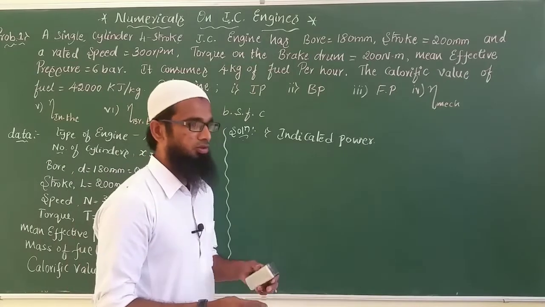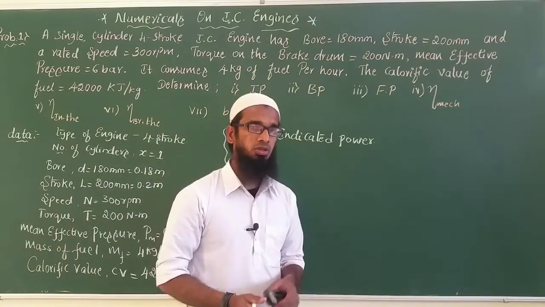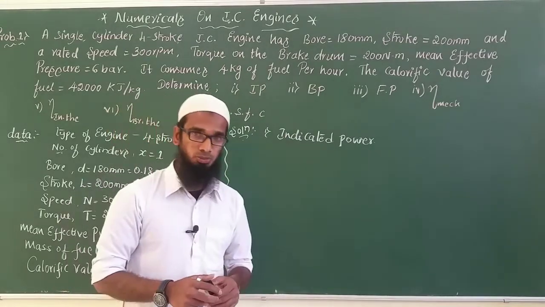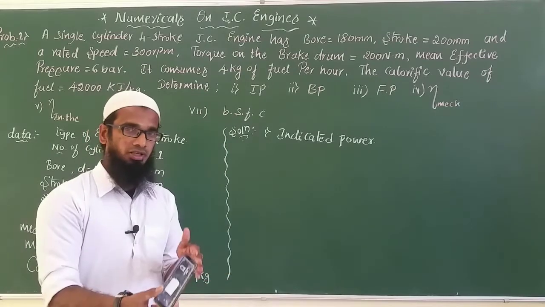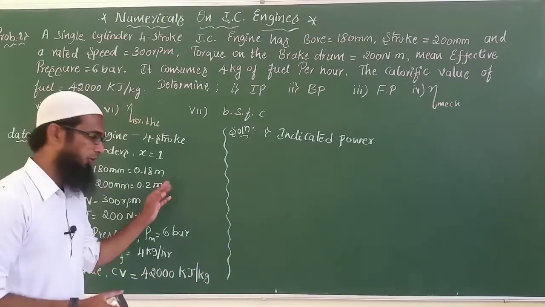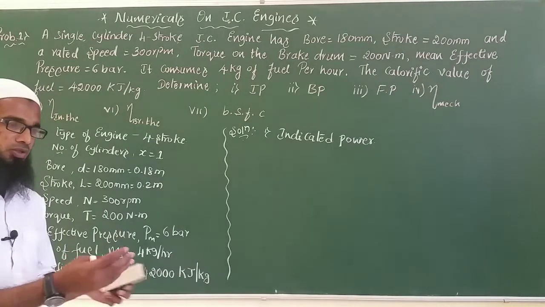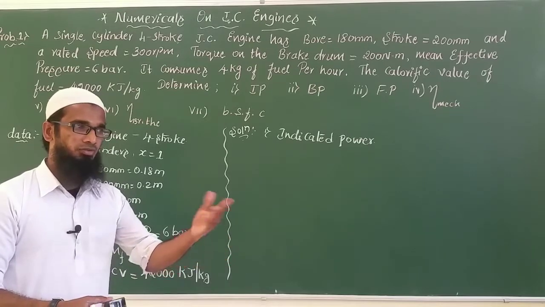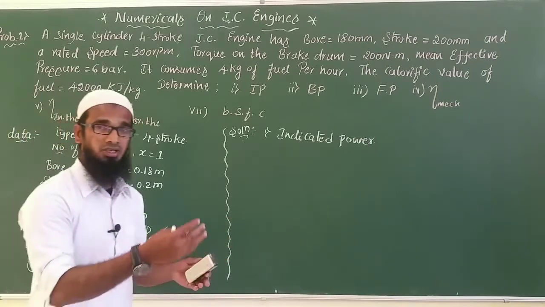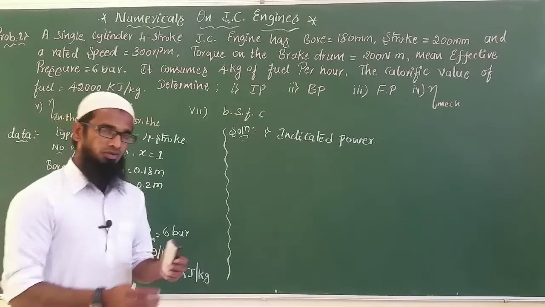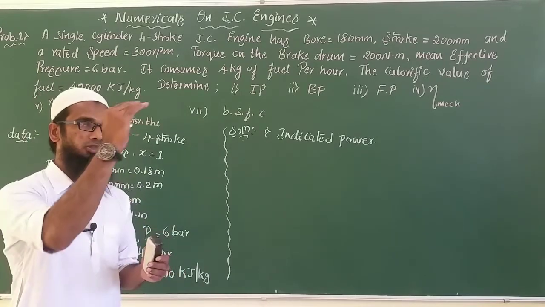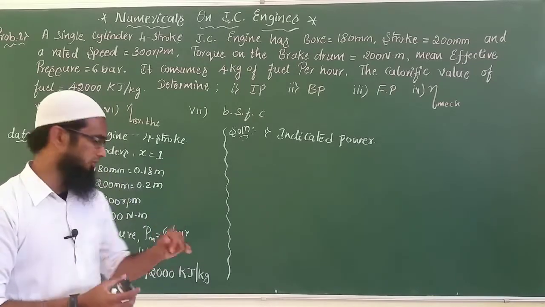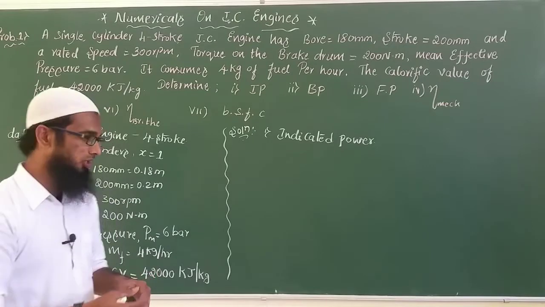A single cylinder 4-stroke engine is given. The diameter of the bore is 180 mm, which I have taken as 0.18 meter, because we want to convert everything into meters so that we can easily calculate the required parameters in kilowatts. Then the stroke, which is the distance between the top dead center and the bottom dead center, is given as 200 mm, so I have taken 0.2 meter.